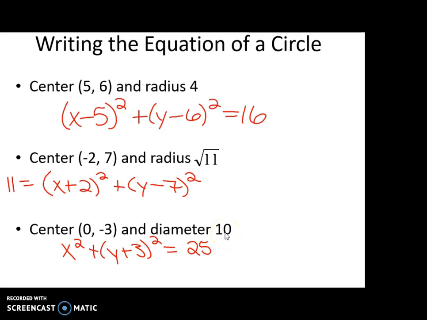Then what's the radius? 5, right? Then you have to use 5. And then what is 5 squared? 25. So this part is r squared, radius squared. You will need the radius, and you have to square that part, okay? So that's how you write the equation if I give you the information.